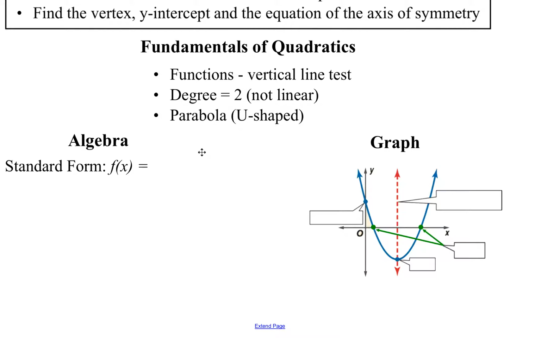And then they all graph as what we call a parabola. They are U-shaped. They may curve up or they may curve down, but they are all called parabolas as far as the shape when you graph them.